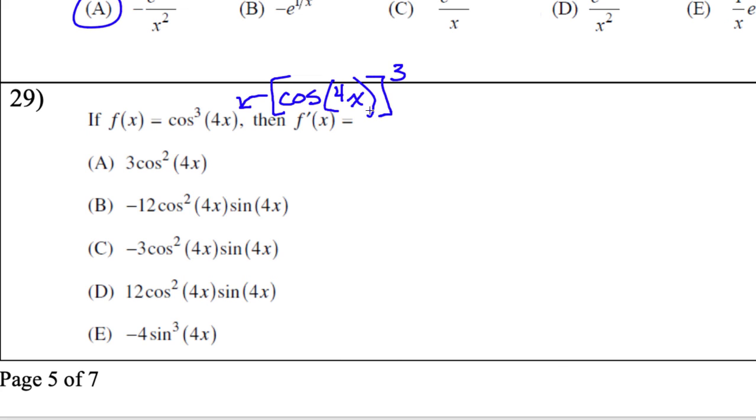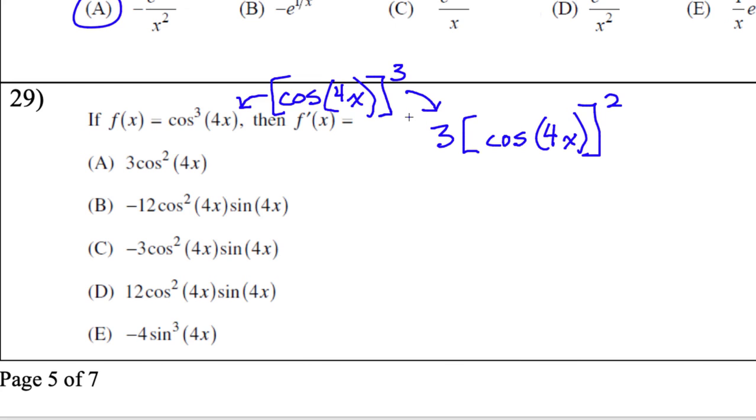So my most outer house, I like the dance. The most outer house is power house. Power house means I'm going to make that 3 come down in front. And this is now going to be times cosine of 4x. I can't touch the inner, not yet. And that's to the power of 2. It goes down a power. Does everyone see how I took the derivative and got down here? We're okay? Ask me a question.